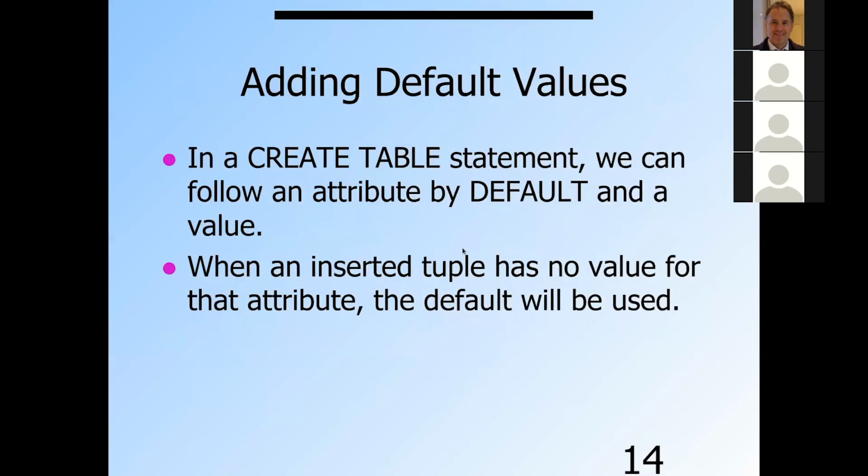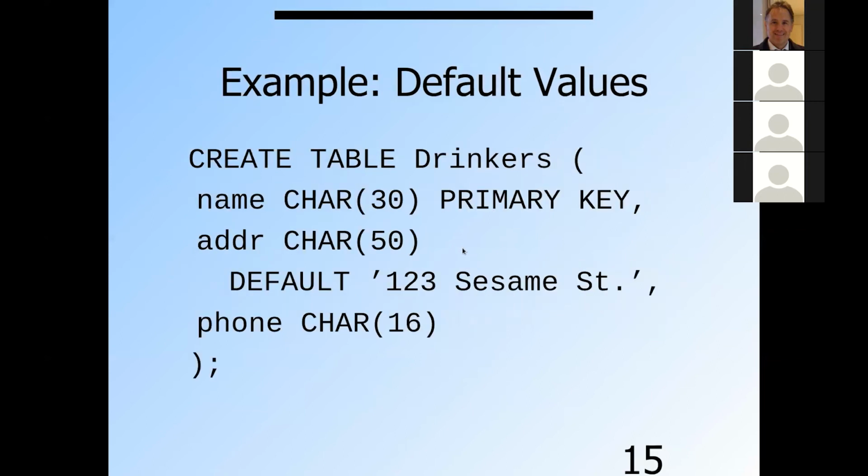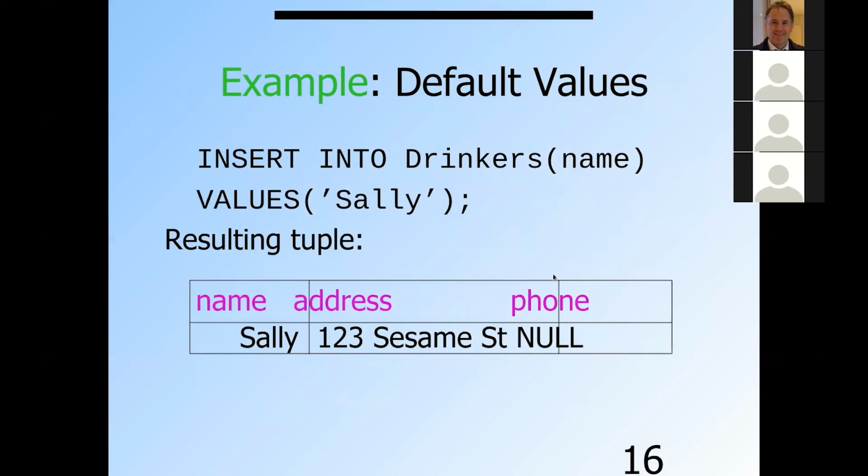Now, we can also have default values, and the default values get put into the actual create table. So you put in something like this. You can say the address of Sesame Street is a default value. In other words, if you insert now and you don't specify address, it'll get this default. Likewise, if you see here, we put in the drinker Sally, then it'll default null to the phone number, and the address will be Sesame Street.